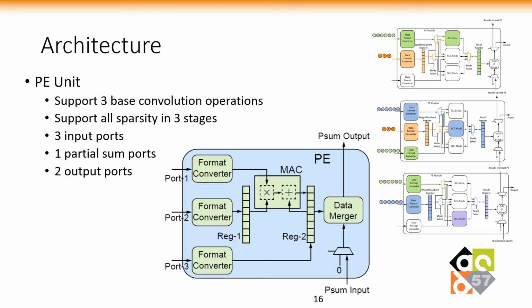Corresponding to the three steps of training, PE can work in three modes. Each mode has a different type of sparsity, but the main process of them is the same. Thus, we can share the same data path.